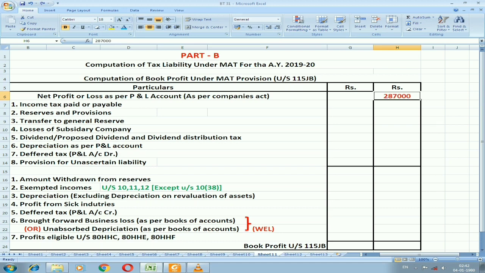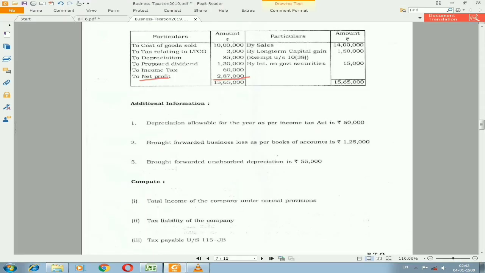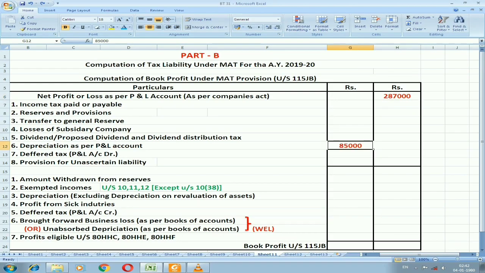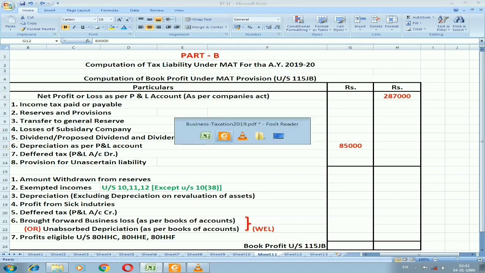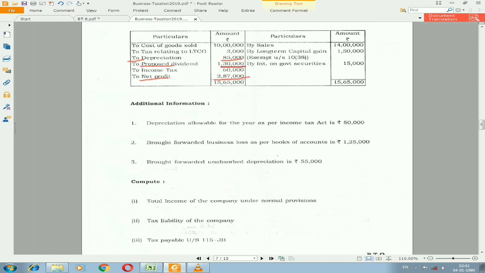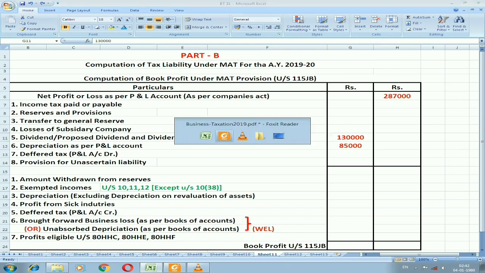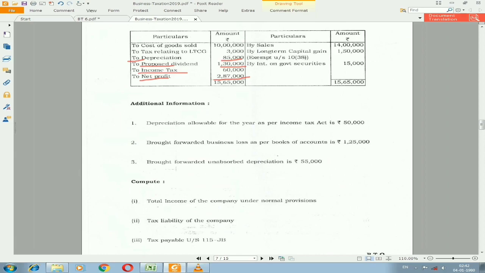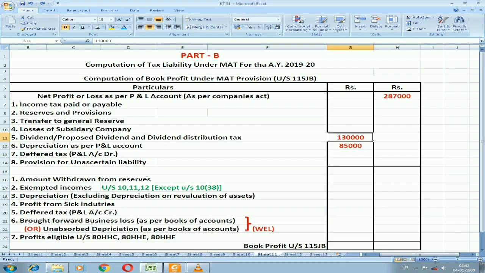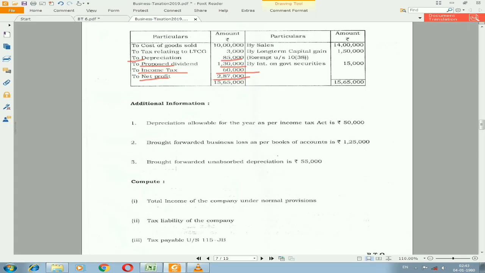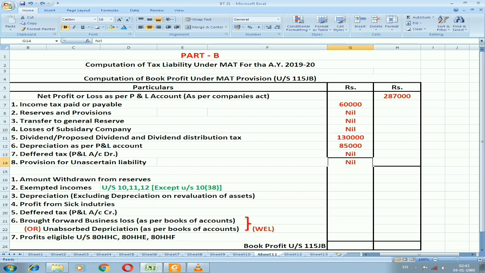Then whatever the points we have, 8 points that we are supposed to take, that we are supposed to add. So first we have depreciation, so let us take that. Then we are supposed to take the proposed dividend. Then we have one more point, that is income tax, 60,000. So only 3 items we have on the debit side, which is under 8 points. Apart from these 3, we don't have any other information. As we can see, all will be nil. 2,75,000 total, and adding with the net profit, you'll get 5,62,000.